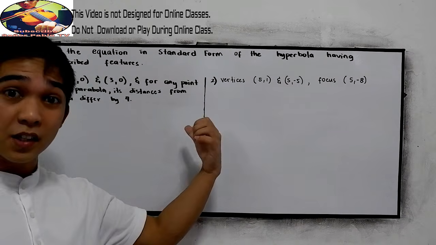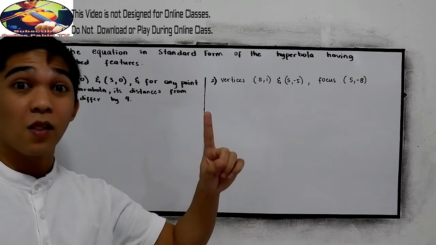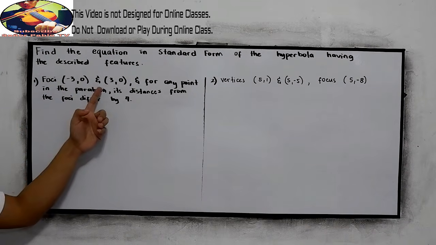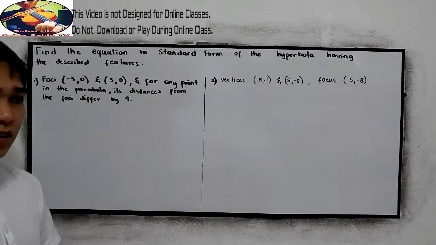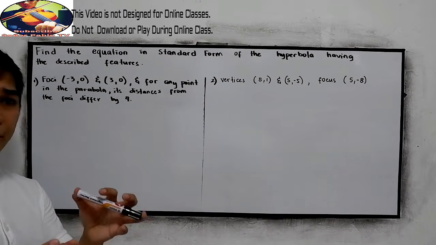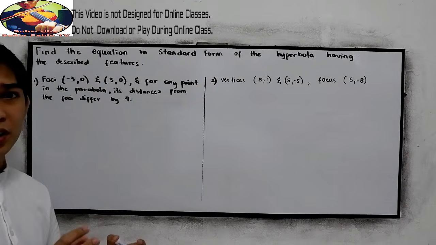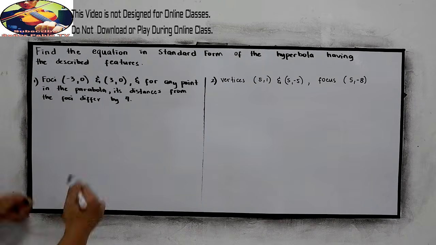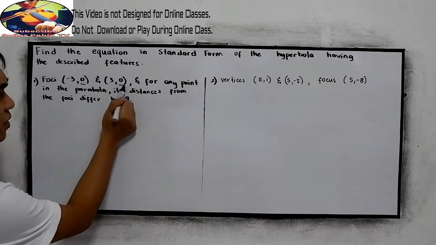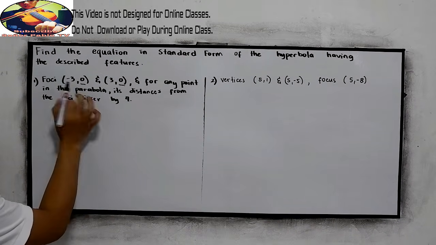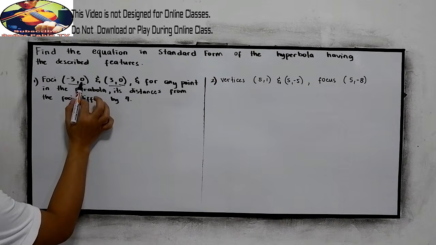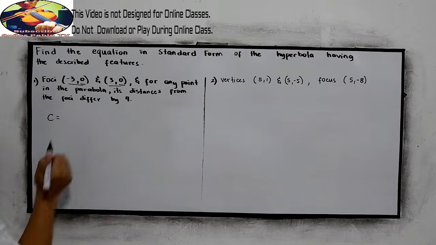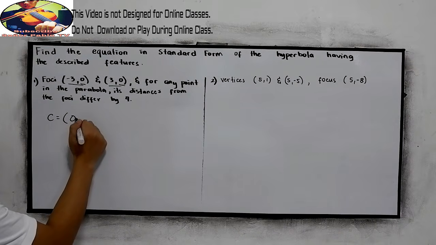Let's first solve example number 1. Foci negative 3, 0 and 3, 0. So if we go back to our example number 1 and number 2, and examine the foci in our table, notice that our y coordinates are 0. So we know that the center for that is 0, 0.